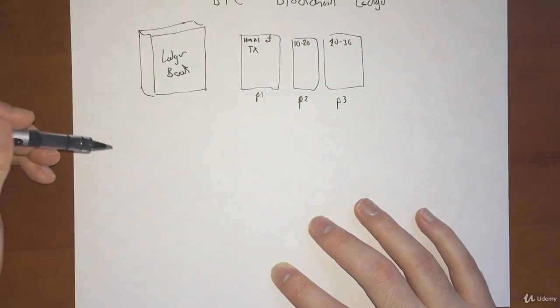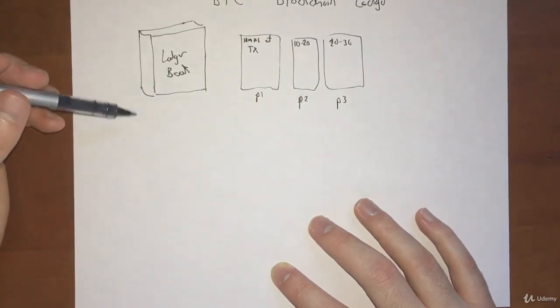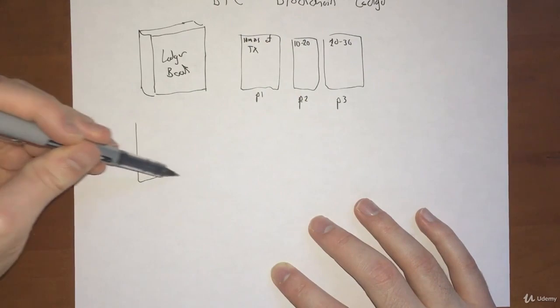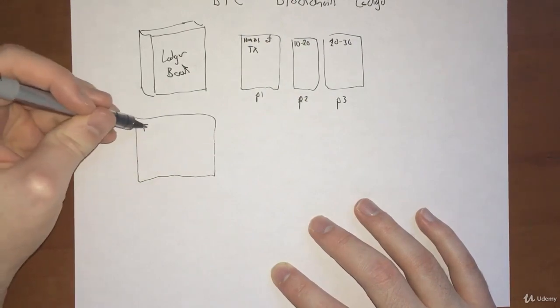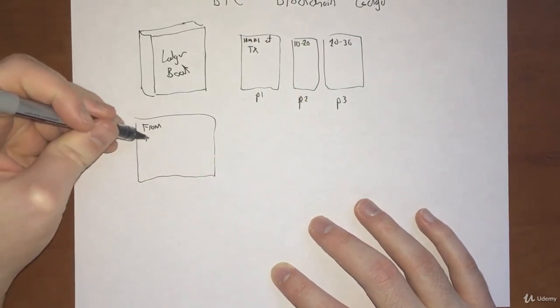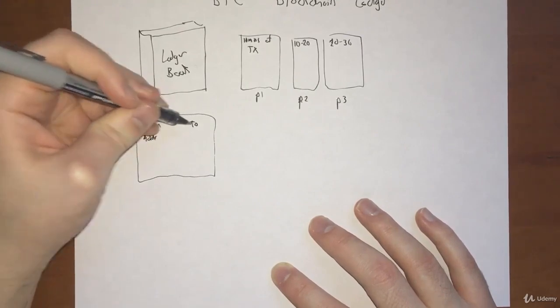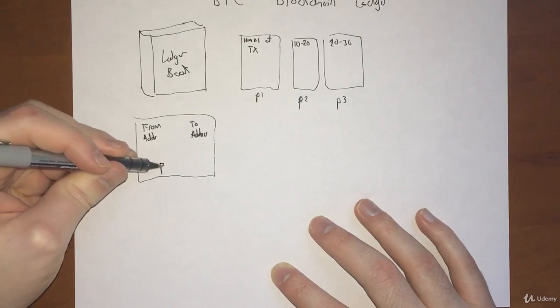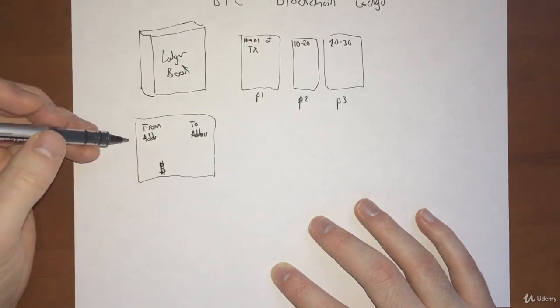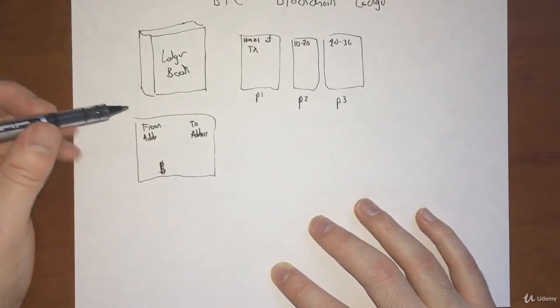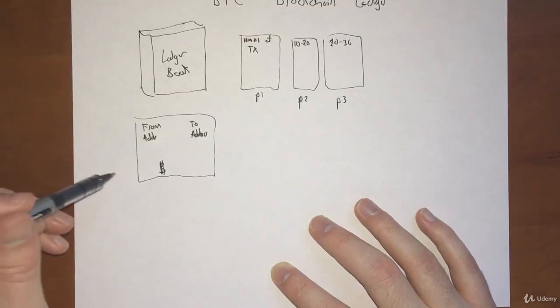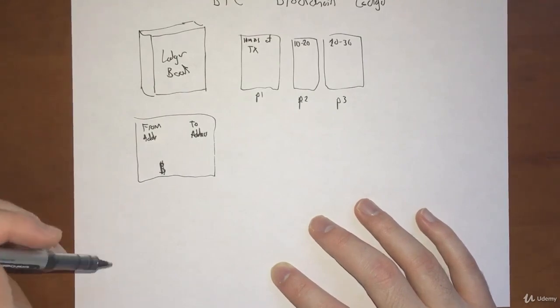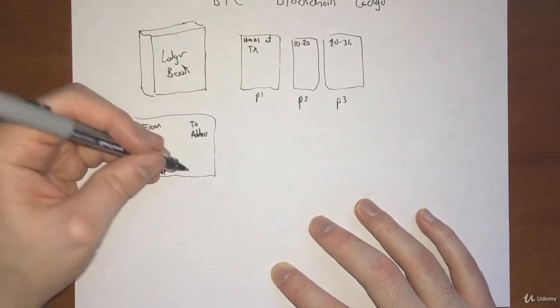Okay, and all the transaction data is public. So the from information, the address, the to information, the address, how much Bitcoin was sent, and what people can do is they also know obviously the time.